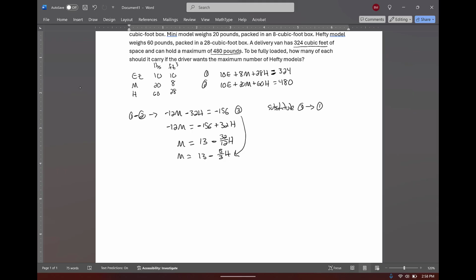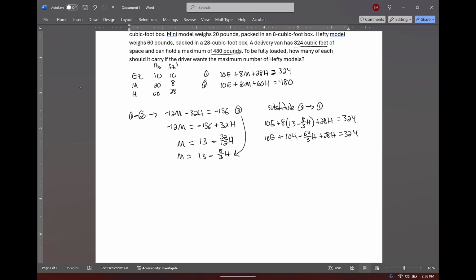So I'm going to be replacing m with 13 minus 8/3 h. So I'm going to have the 10e plus 8 times the m that we're substituting into equation 1, plus the 28h equals 324. Now I'm just going to do a little bit of arithmetic, some algebra here, and get e all by itself. So let's distribute the 8. 8 times 13 is going to be 104. And when I distribute the 8 to this fraction, I'm going to have 64/3 h, and then plus the 28h equals 324. I'll subtract the 104 from both sides.